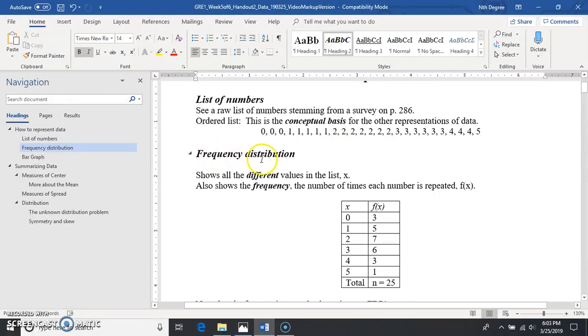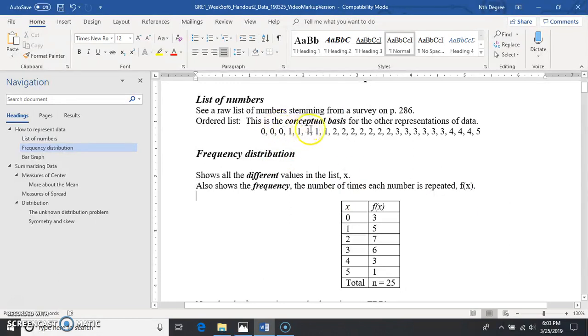A frequency distribution is a summary of a long list of numbers that shows all the different values in the list, calling them x, and the frequency, or the number of times that each number is repeated, which is usually called f of x. So this table here represents the same data up here. X, all the different numbers in the list, are 0, 1, 2, 3, 4, and 5. F of x, frequency, means how many times they're repeated. How many zeros are in the list? 3 of them. That's why there's a 3 here.